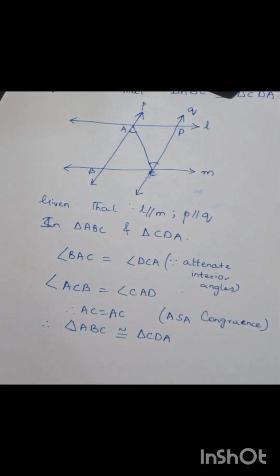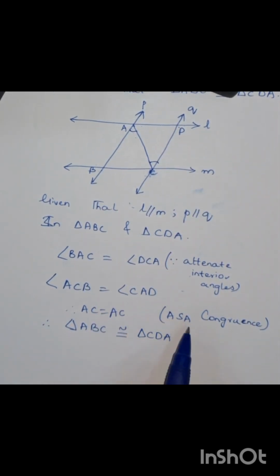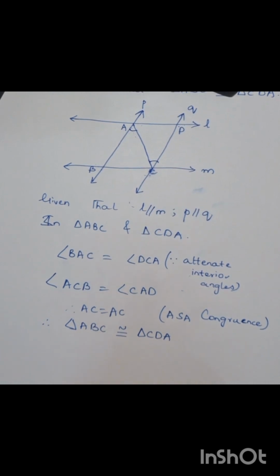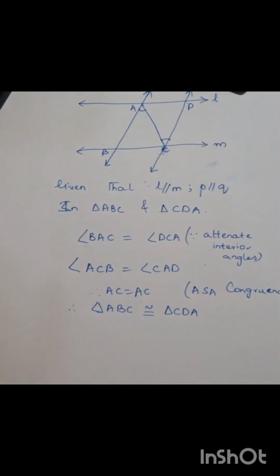CAD. Also there is one common side, AC is equal to AC. So by angle side angle congruency, these two triangles are equal to each other. Okay, let us do the next question.